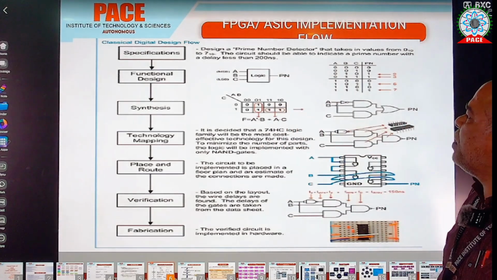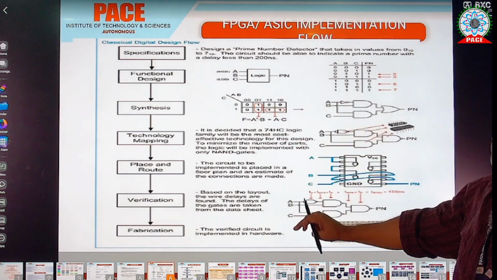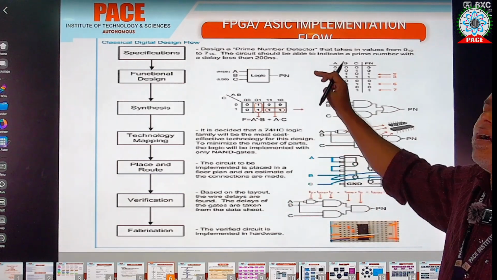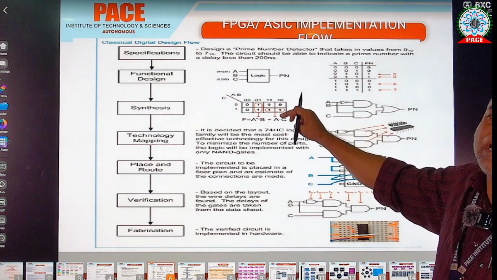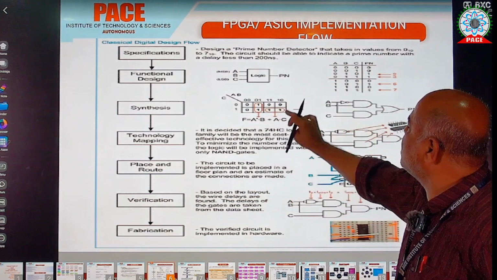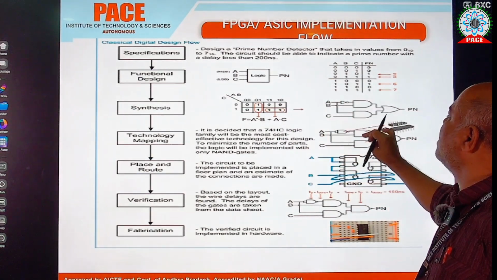The code you write in Verilog will be converted into a netlist. That Verilog code will be converted into the netlist, and that is synthesis. The netlist represents the design in the form of gates, or some IOB input-output pads, and buffering. After that comes technology mapping.